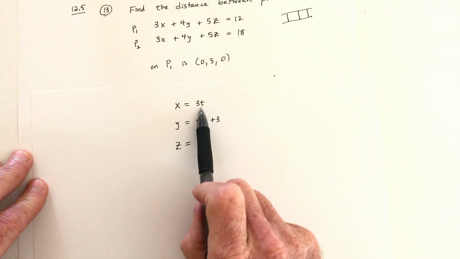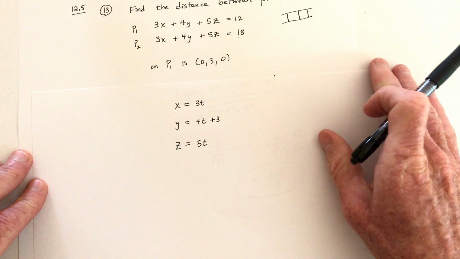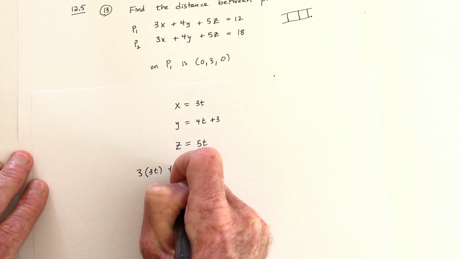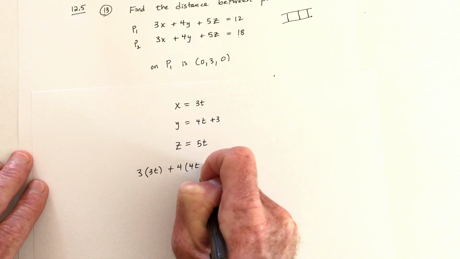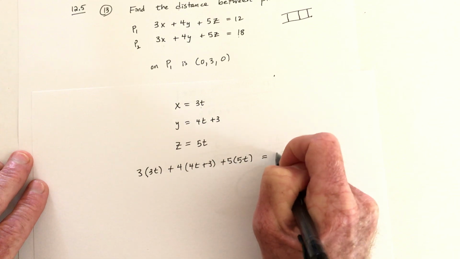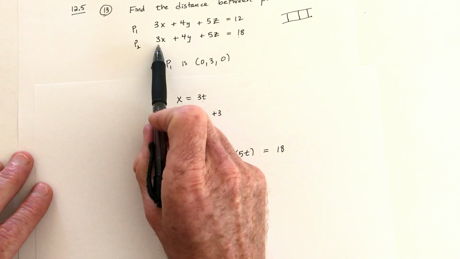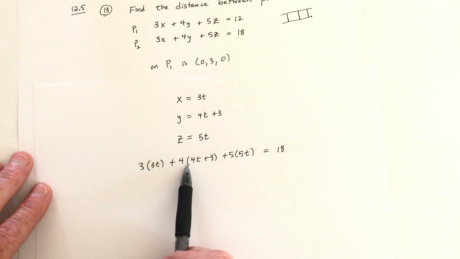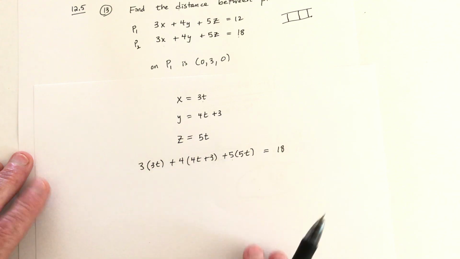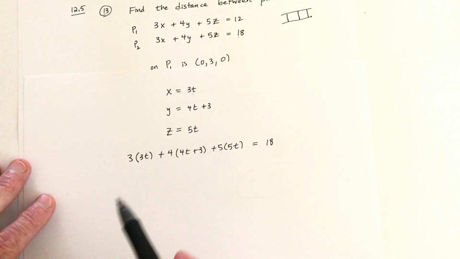Well, that means all I need to do is plug in this for x, this for y, and this for z. And then I could solve for t. So it's going to be 3 times x, or 3 times 3t, plus 4 times y, so 4t plus 3, and then 5 times 5t, and then that equals 18. Notice right here what this is doing is saying for the first component of the vector, you need to square it. For the second component, you need to square it. For the next one, you need to square it, and you need to add those up. That sounds very similar to this part right here. But now I know why that is.